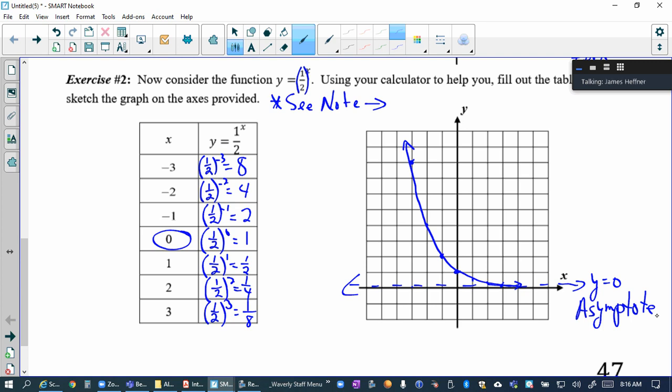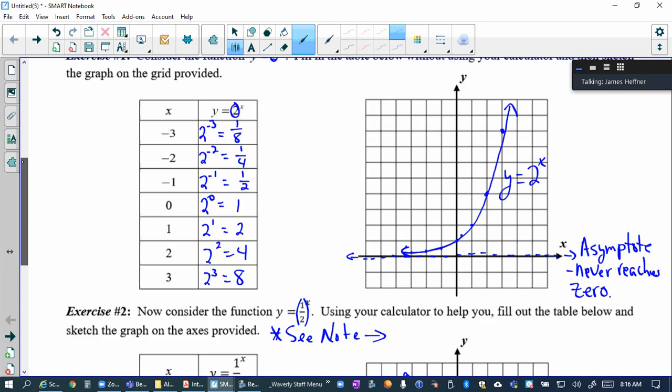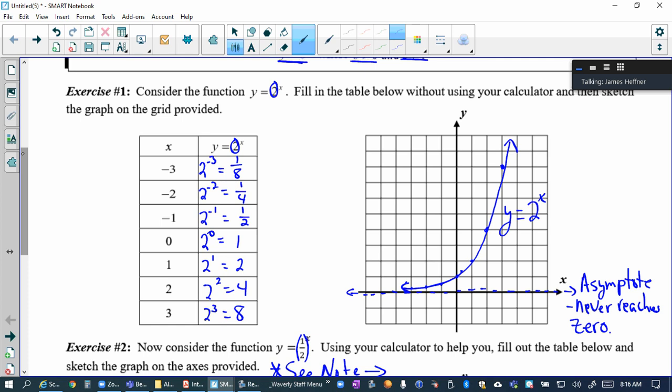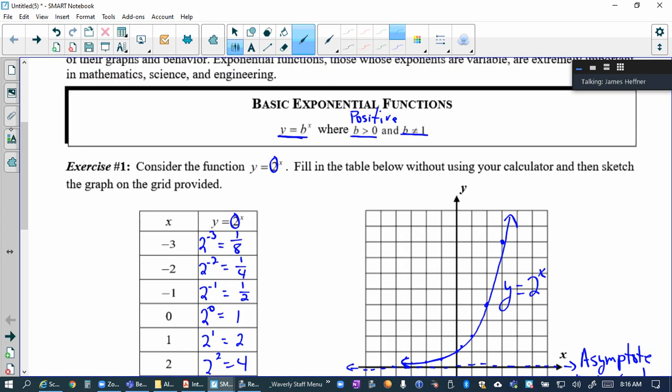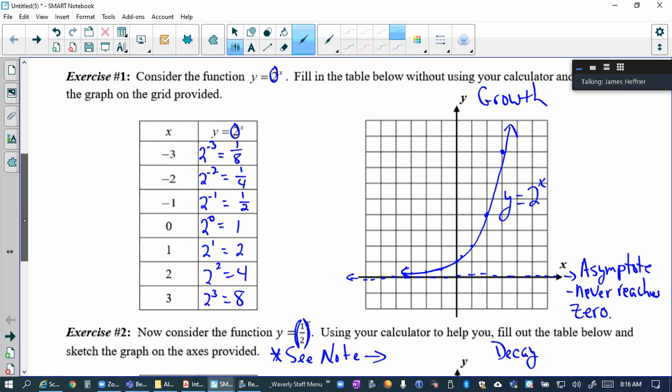So our first function up in exercise 1, that was exponential growth. Everyone would agree, right? Because as x is getting larger, y is always getting higher. But down here, this is not growth. Notice we have this fraction of 1/2 to whatever power. This is called exponential decay. So this is decay, and up here is growth. Exponential growth. And they're both very common functions out in the real world.